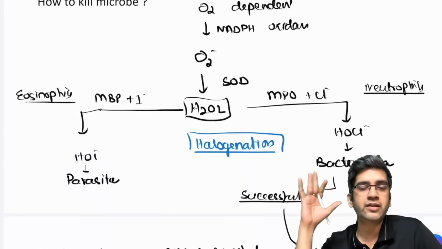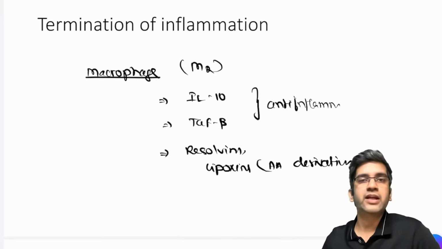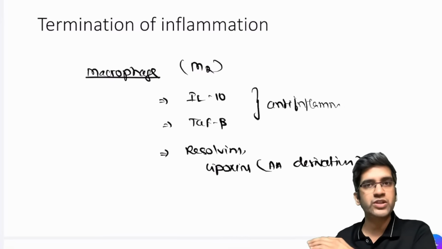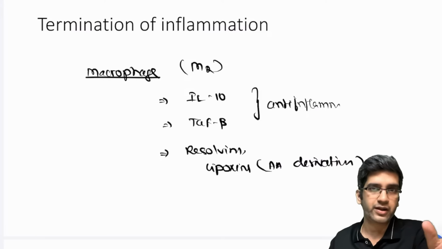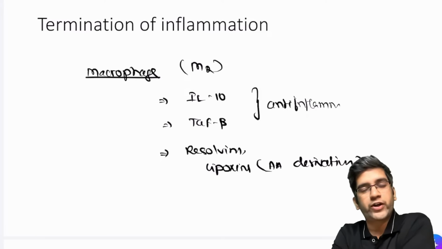Phagocytosis happens, and then the final formula of respiratory burst. After that, within 24 hours, if I'm able to remove it, I'll terminate the inflammation. If not, I'll replace them with macrophages, which will completely take care of it from there, right? That's about acute inflammation. Okay, now let's go to chronic.